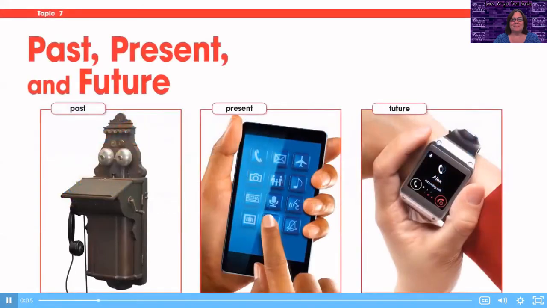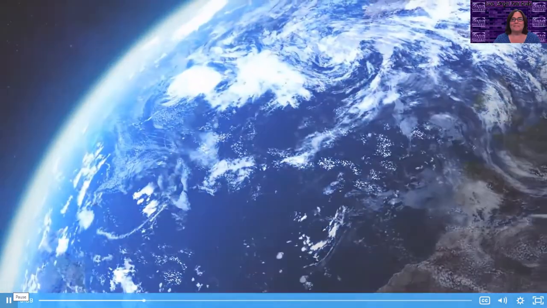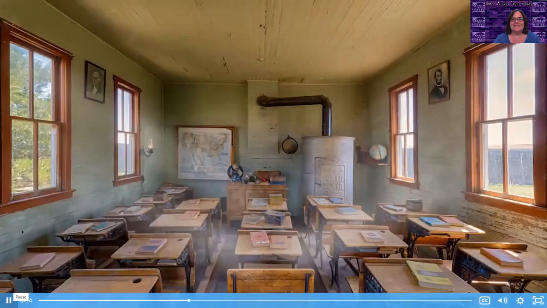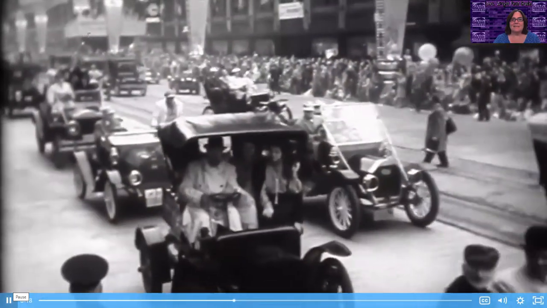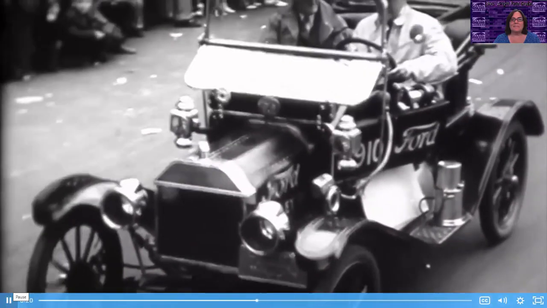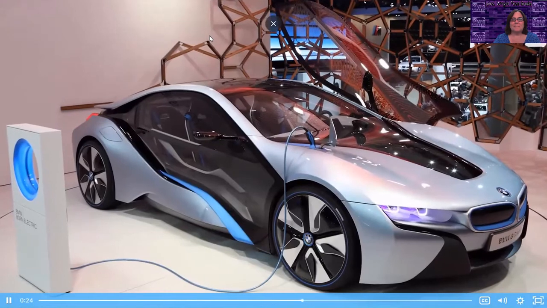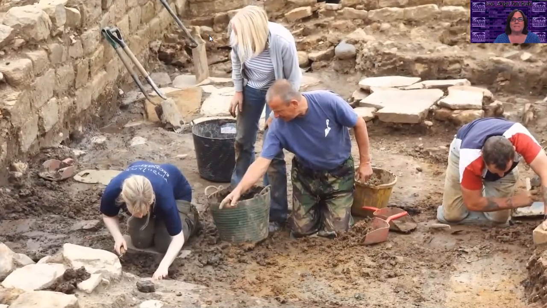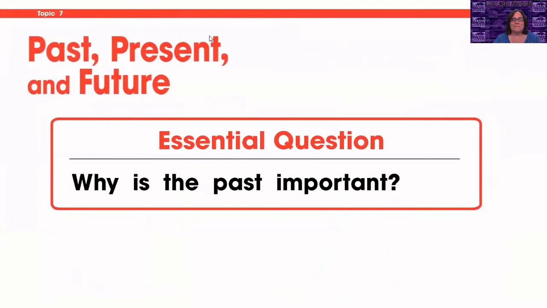Past, present, and future. The world is changing every minute. People change over time. Ideas and daily life change too. Technology that was new in the past may seem old today. Technology that is new today may seem old in the future. We study the past to find out how things change. Why is the past important?